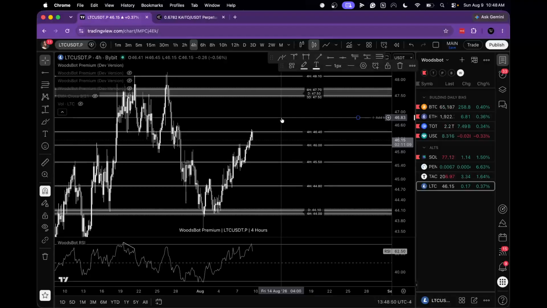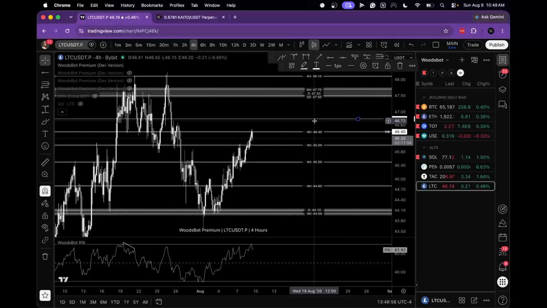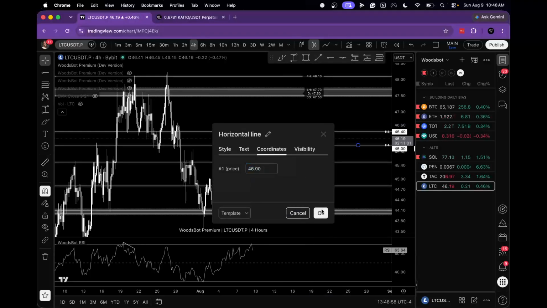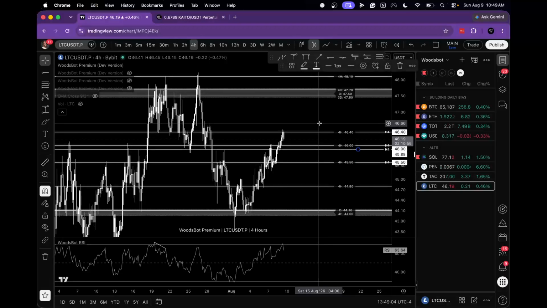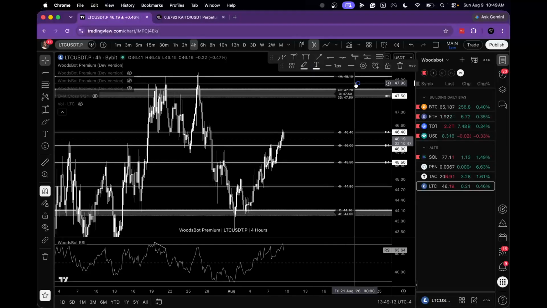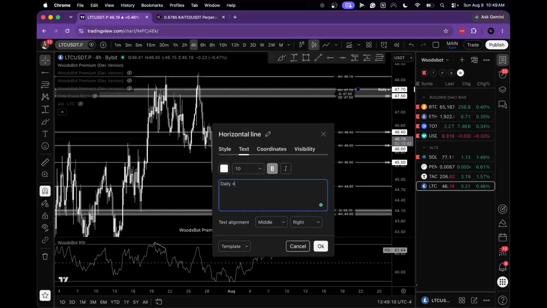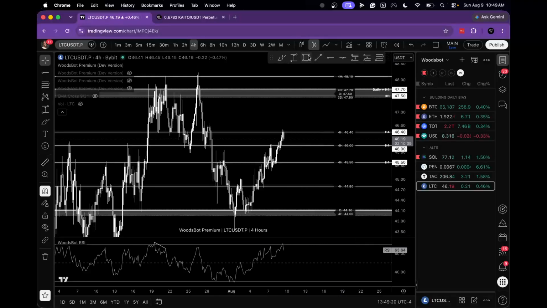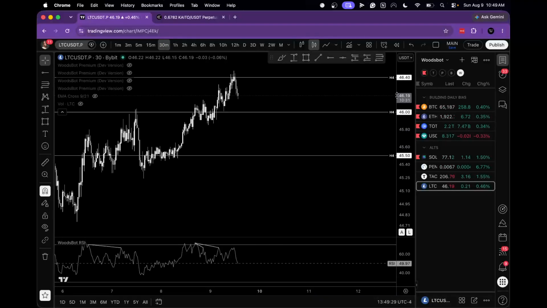So LTC is currently rejecting from resistance here. This is what I do with every coin: I'll just map out my levels on the daily and put them on manually, so that when I go to lower time frames I can still see them. It takes 2 seconds, and then I can go to lower time frames and see what's going on here.